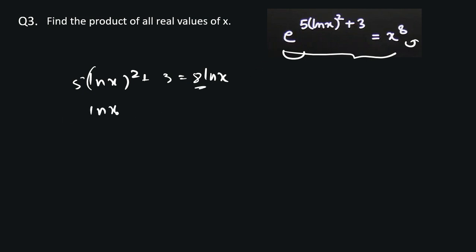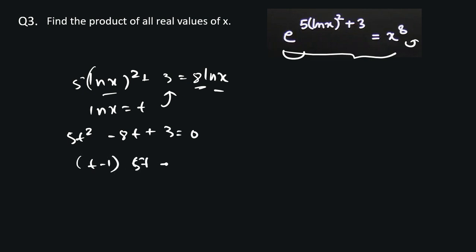Now put ln x is equal to t, because this equation is in terms of ln x. So if we replace ln x with t, we get a quadratic equation which is 5t square minus 8t plus 3 is equal to 0. On solving this equation, we get (t minus 1) into (5t minus 3) is equal to 0. So the solutions of this equation are t is equal to 3 by 5 and t is equal to 1.